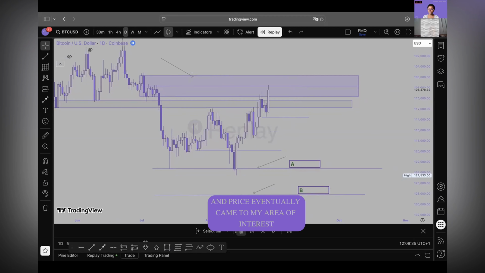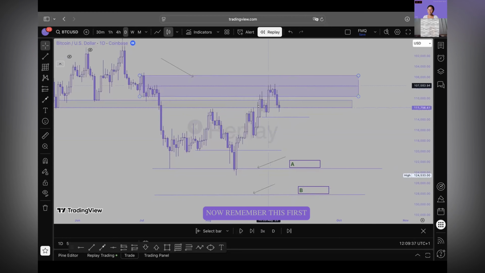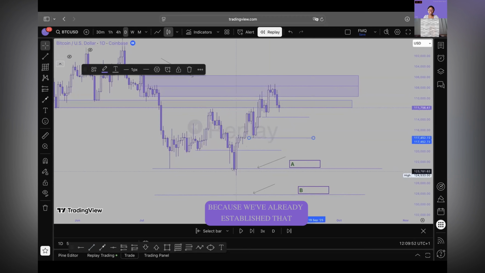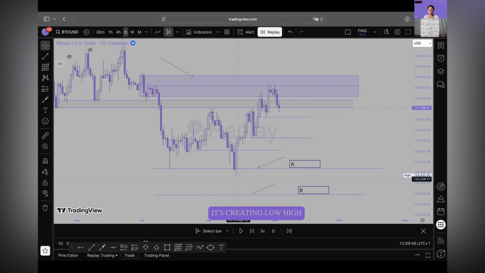And price eventually came to my area of interest. Now remember the first touch it did. Any beginner will see that it has touched first and say, okay, let me enter. No, I always want to wait for another confluence, another confirmation. I'll say, okay, this is going to be the low. Once this low has been broken, because we've already established that this is an uptrend. It's creating a high, a low, a high, broke it, created another higher low, broke it, higher low, broke it. So this is an uptrend.